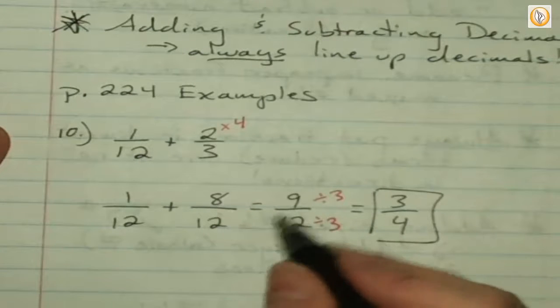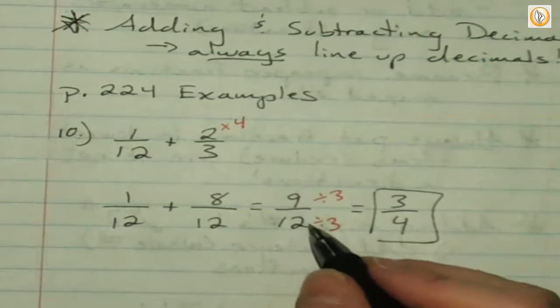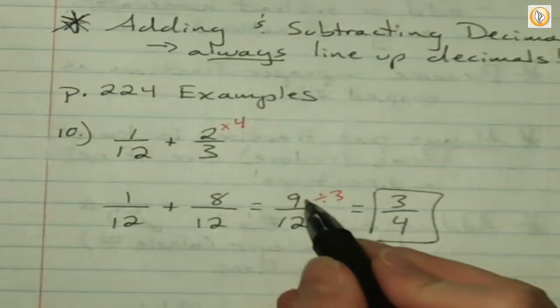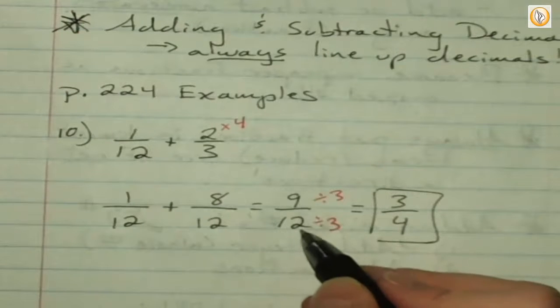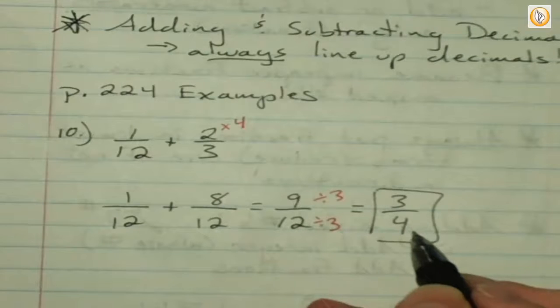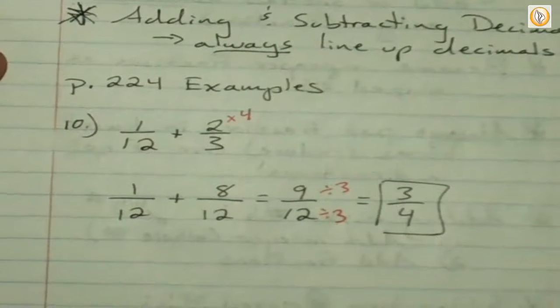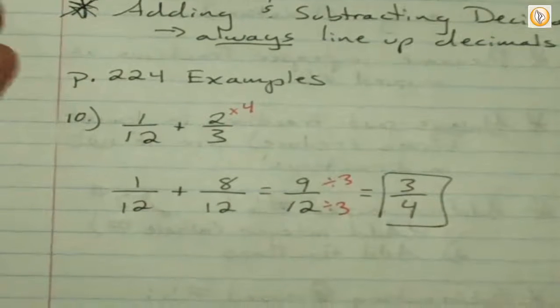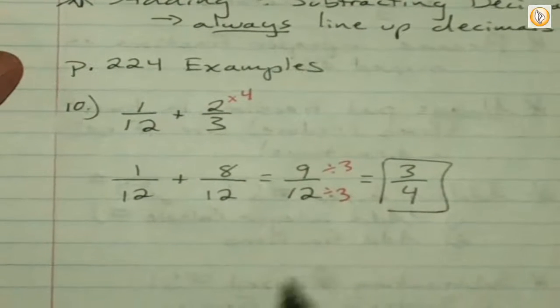Okay, very good. So this is not in lowest terms. She said 3 can go into 9 and 12. So 9 divided by 3 is 3, and 12 divided by 3 is 4. Very good. Any questions? Joseph, does that help? Yes. Okay, let's look at 12.